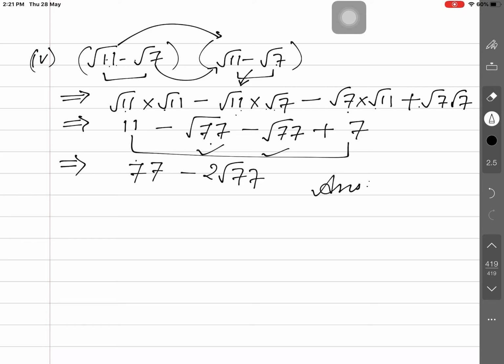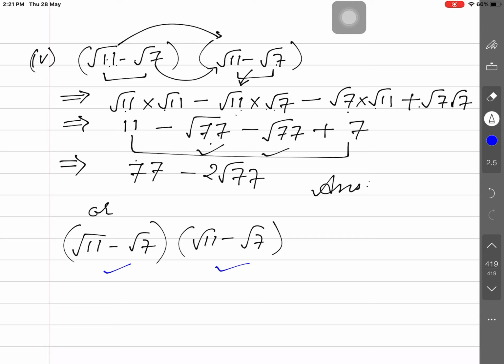Now method 2, I am telling this. The method 2 is there, root 11 minus root 7, and the same is repeated here, root 11 minus root 7. So you may say the pattern is that this expression and this expression are the same. Clear? If both expressions are the same, it is an a into a type of pattern, so this could be written as a square. So you can write this expression as root 11 minus root 7 whole square.